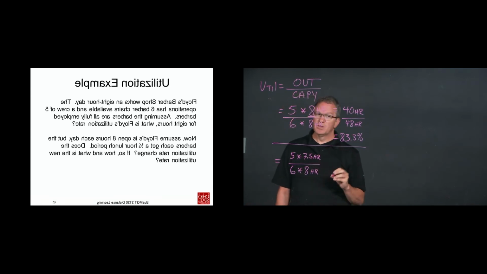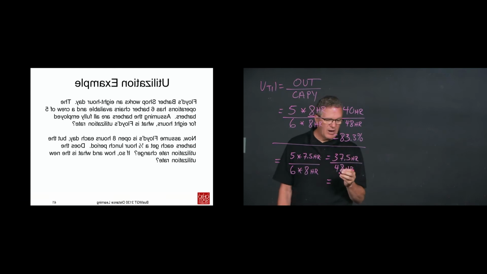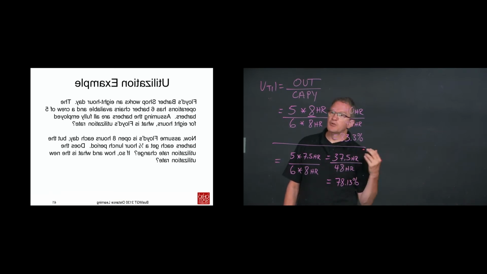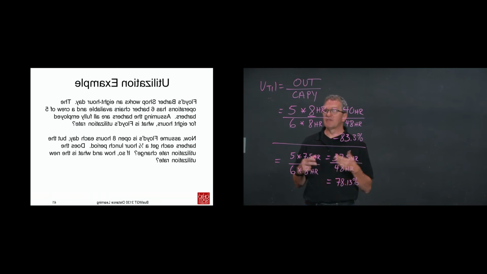All right. So what happens here is now we only have 37.5 hours of productivity. And we still have the 48 hours of capacity. So now by adding a half-hour lunch to everybody, our utilization drops to 78.13%. We're only using about 78%. We lose 5% of the capacity that we have available by adding that lunch hour.